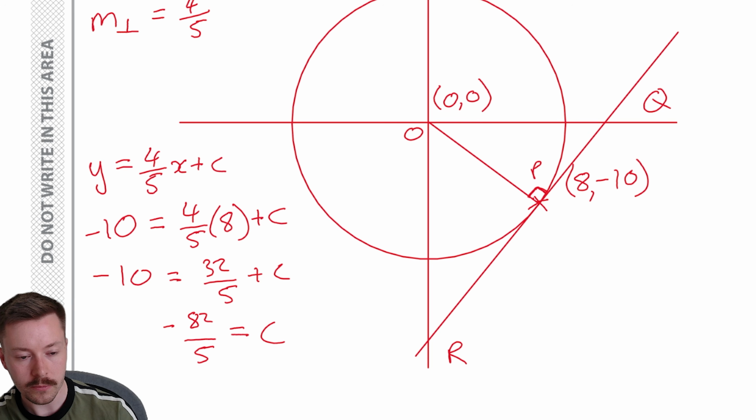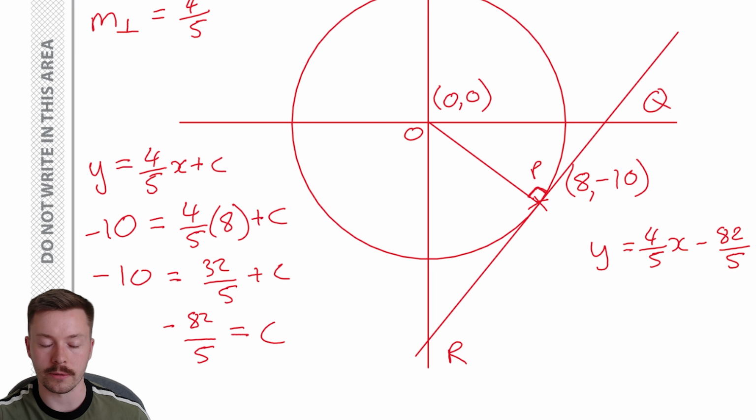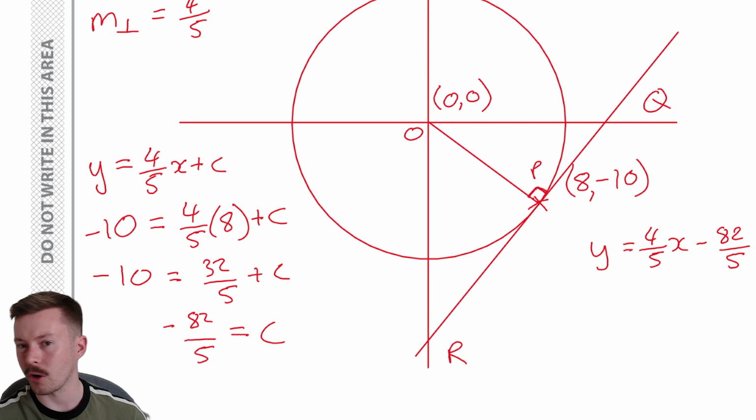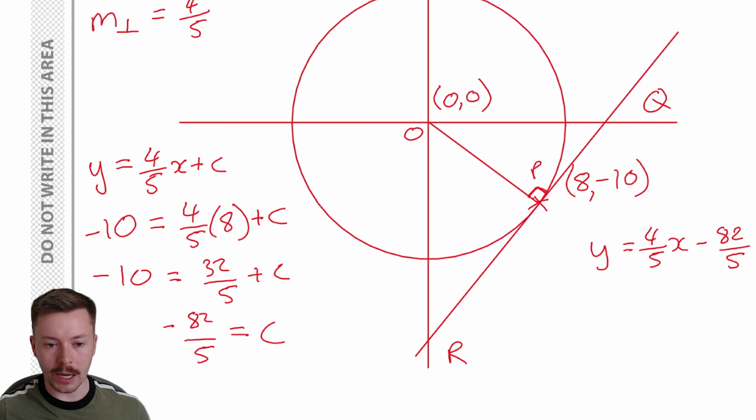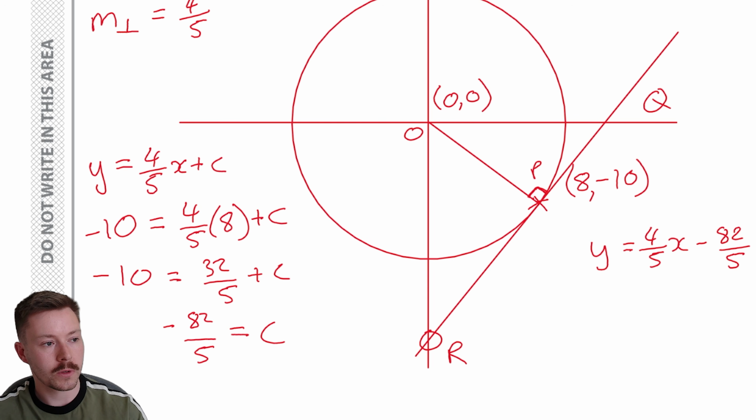That gives me the equation as being y equals 4/5 x minus 82 over 5. Now I could, if I wanted to, times everything here by 5 to get rid of those denominators, and in some ways that might make it easier for the next bit, but only slightly easier. So what I'm going to do now, I've got the equation of that line. I need to find the points R and Q, so I need to substitute in x equals 0 to get point R, and y equals 0 for the point Q.